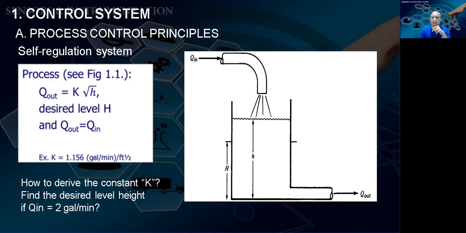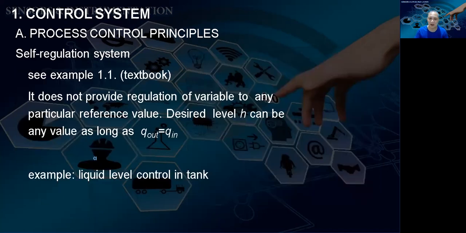So how to derive the constant K? Of course, it depends upon all the values here that we need to measure. That's where we also need sensors. I don't want to discuss that further, but this is just to show you some self-regulation. When you want the water level to be lower, you just reduce the flow rate in, Q in, and then bring it back to a value equal to Q out. Then the water level will be lower, but again, it stays there. So that's what self-regulation means.